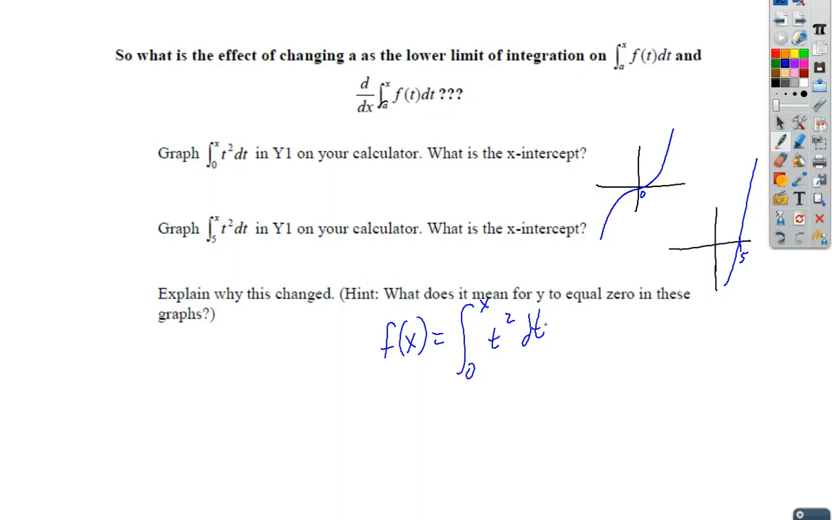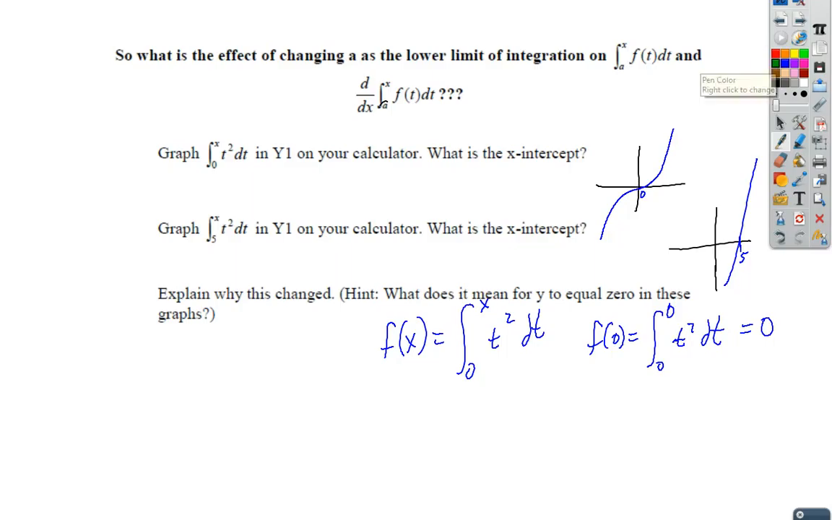So when I put 0 in for x, f of 0 is equal to the integral from 0 to 0 of t squared dt. And this is where you've got to remember, what does it mean to take the integral from one number to the exact same number? Oh, well, that's always 0. And that is why it crosses here. So 0 to 0, that's why it's 0 there. Okay, so f of 0.